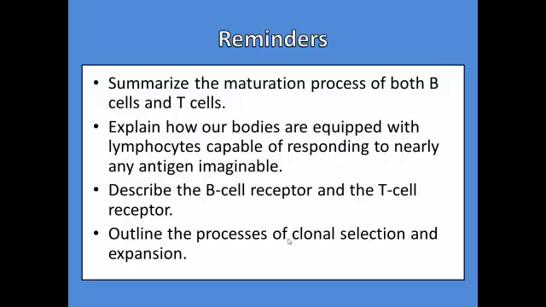In the meantime, here are the learning objectives for this topic. Summarize the maturation process of both B cells and T cells. Explain how our bodies are equipped with lymphocytes capable of responding to nearly any antigen imaginable. Describe the B cell receptor and the T cell receptor, and outline the processes of clonal selection and expansion.